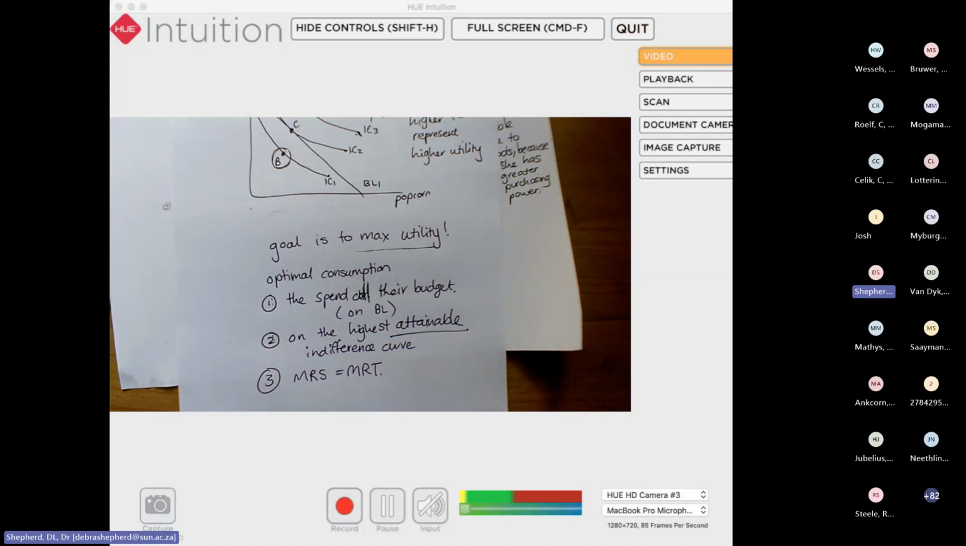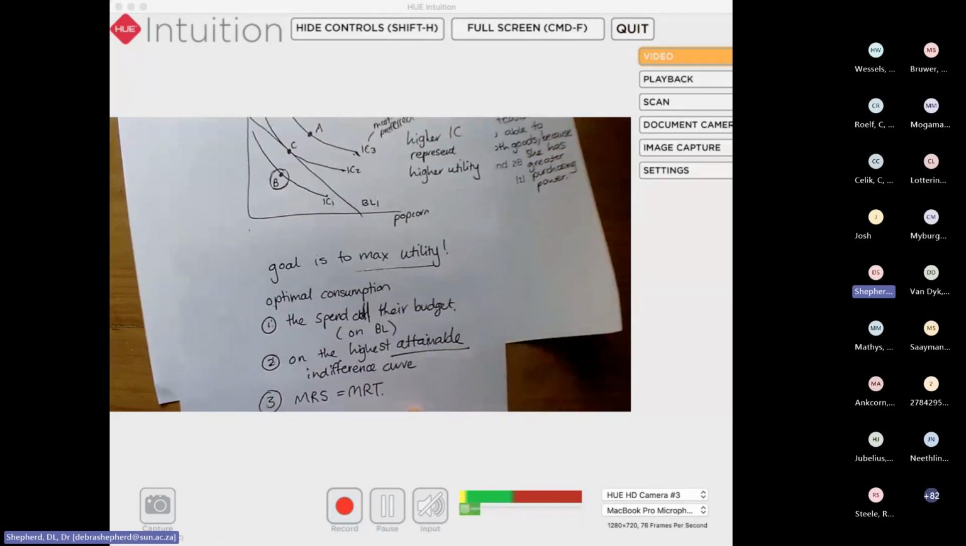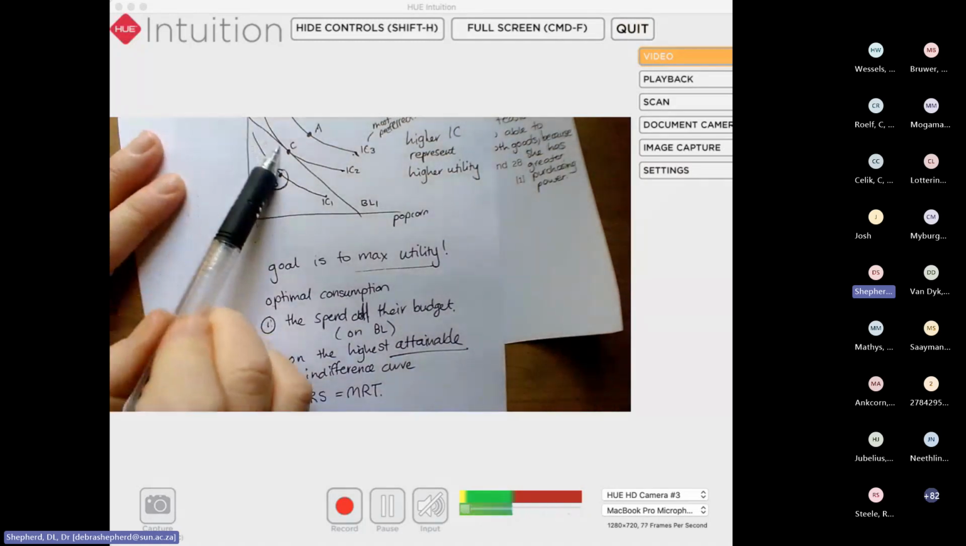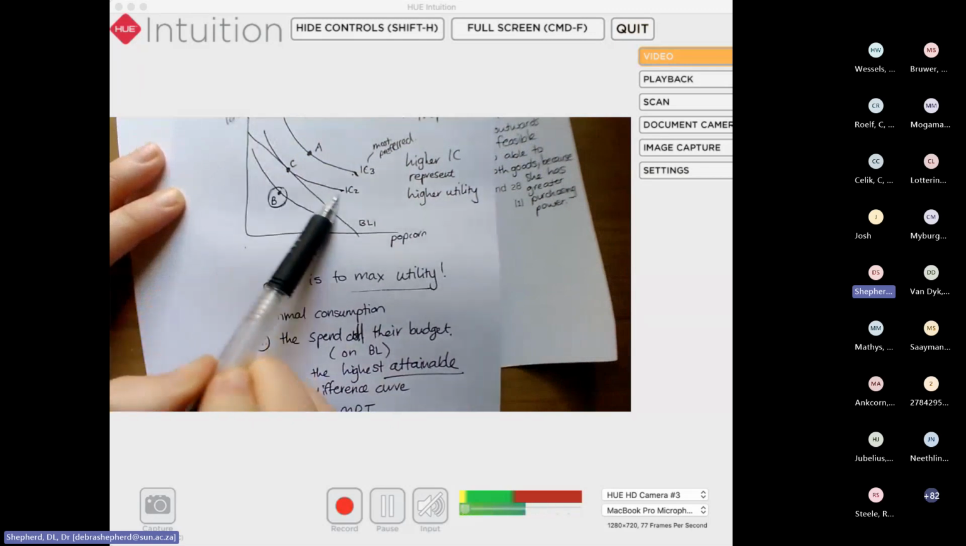Ms. Brewer asks, if they ask us what's the most preferred, we need to say that it's the highest one, but not feasible. Yes. So the most preferred option is going to be a combination that makes you the happiest, but it doesn't necessarily have to be affordable. But when it comes to an optimal choice, when you're choosing, you have to bring into account what is possible and what is preferred.